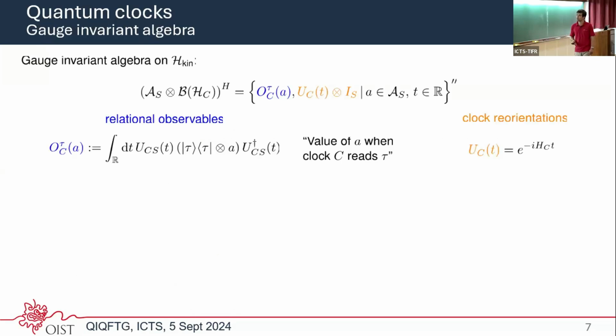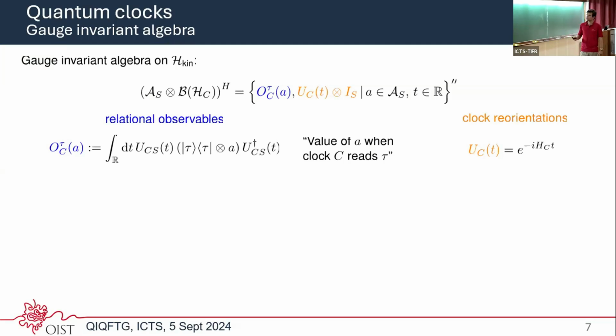Then for the algebra, if we look at the total algebra, we have the system algebra and the bounded operators on our clock Hilbert space, and we construct all the gauge invariant observables. They fall into two subsets. Namely, we have these relational observables, in the sense that they measure the value of some system observable when the clock is in a particular state. That can be read off from this expression: we have our system observable and then this projector on the clock state tau. So that's what we mean by the value of A when the clock reads tau.